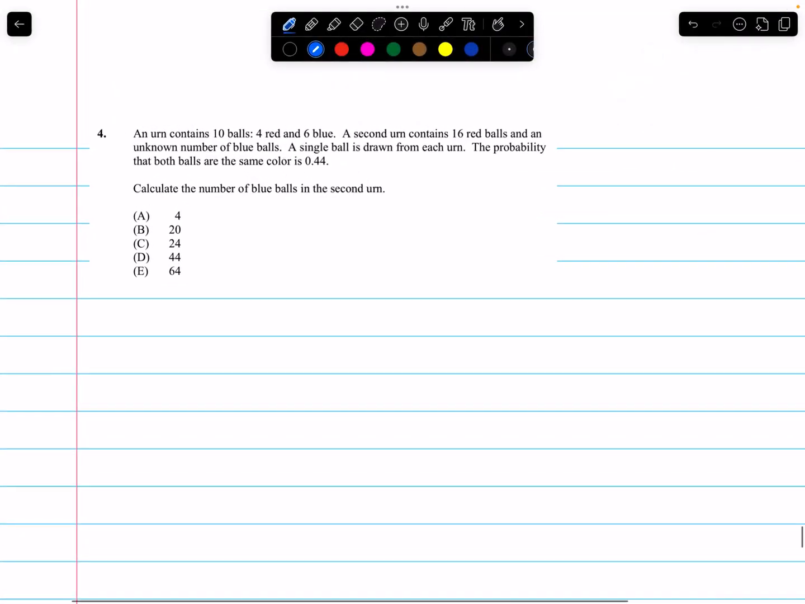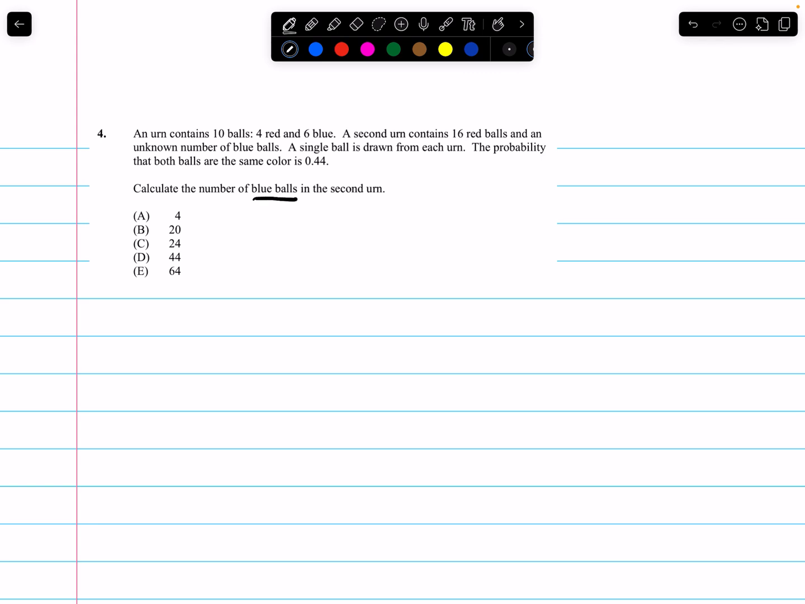All right, let's look at this problem together. So an urn contains 10 balls, 4 red and 6 blue. A second urn contains 16 red and an unknown number of blue. A single ball is drawn from each. The probability that both balls are the same color is 0.44. Calculate the number of blue balls in the second urn.